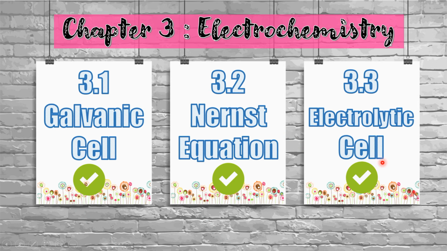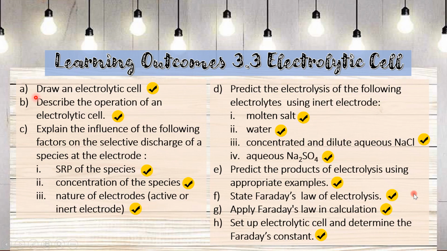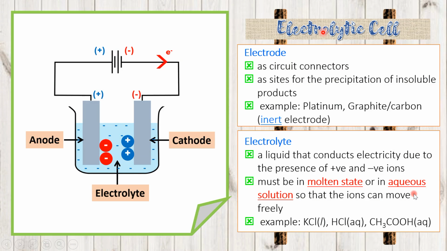Today we are going to learn the last subtopic under electrochemistry, that is electrolytic cell. These are the learning outcomes for this topic. Electrolytic cell is an electrochemical cell that uses electrical energy to drive a chemical change through a non-spontaneous reaction.